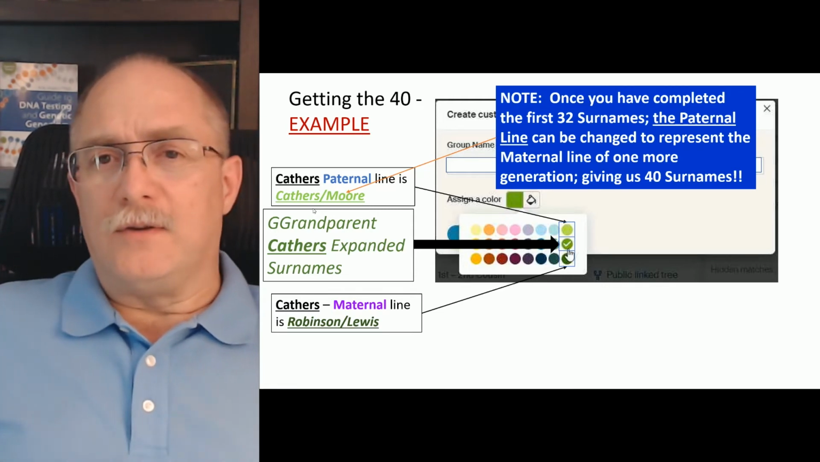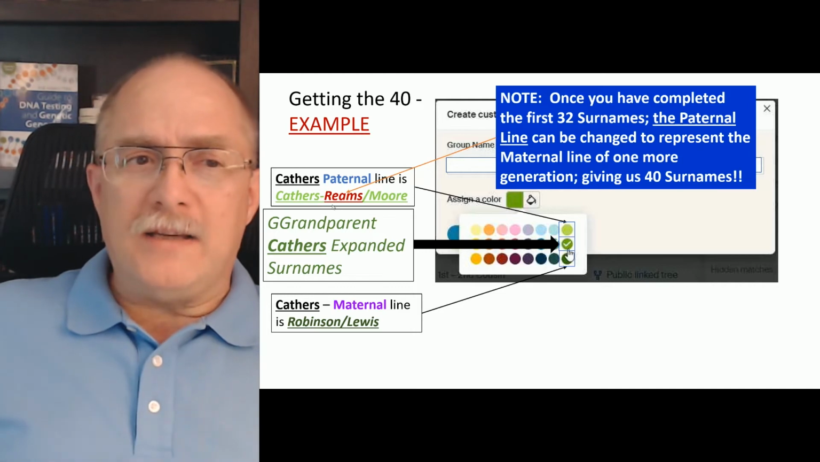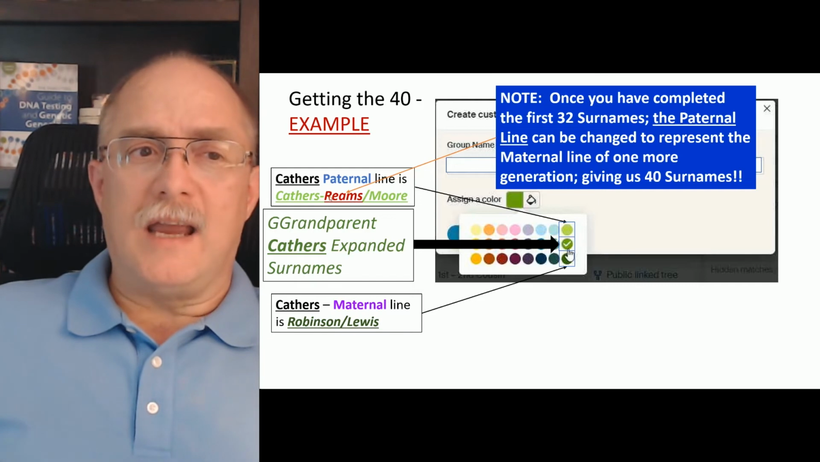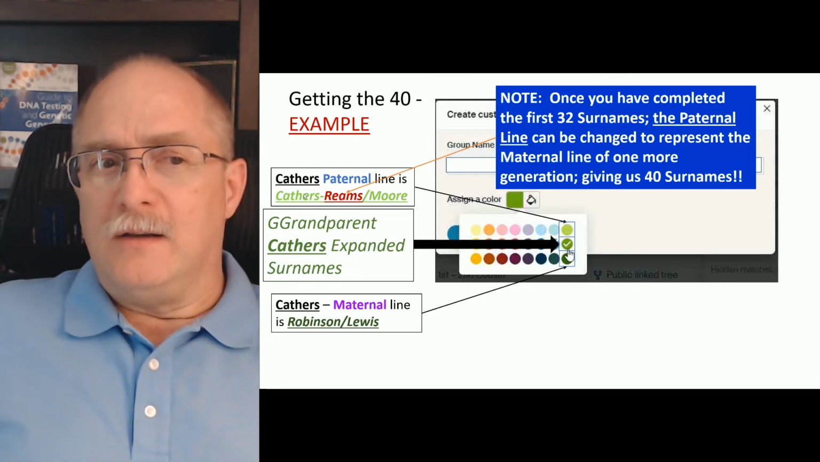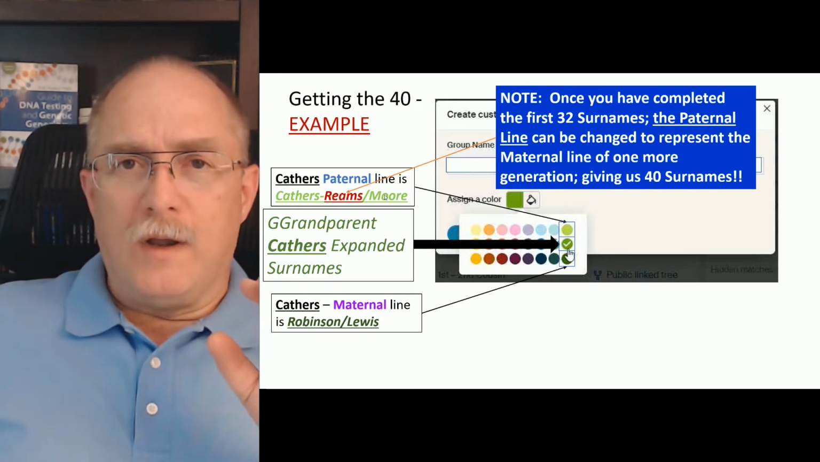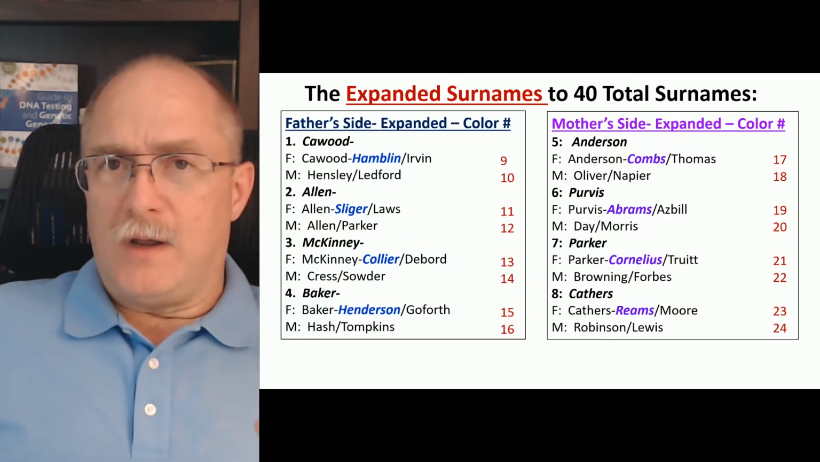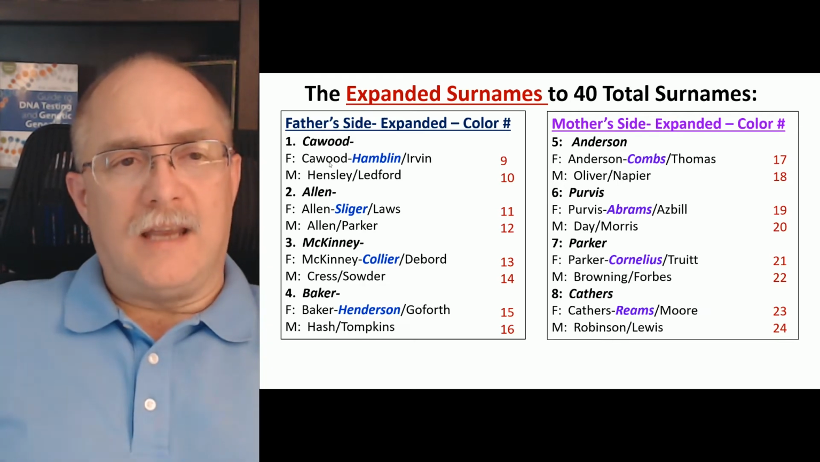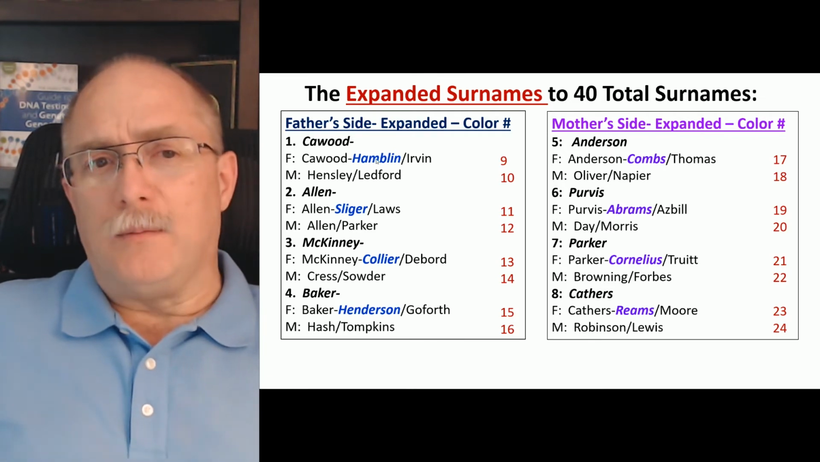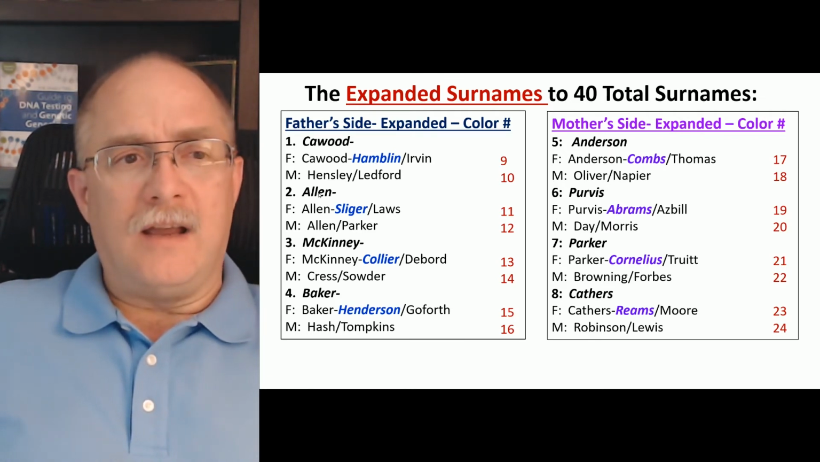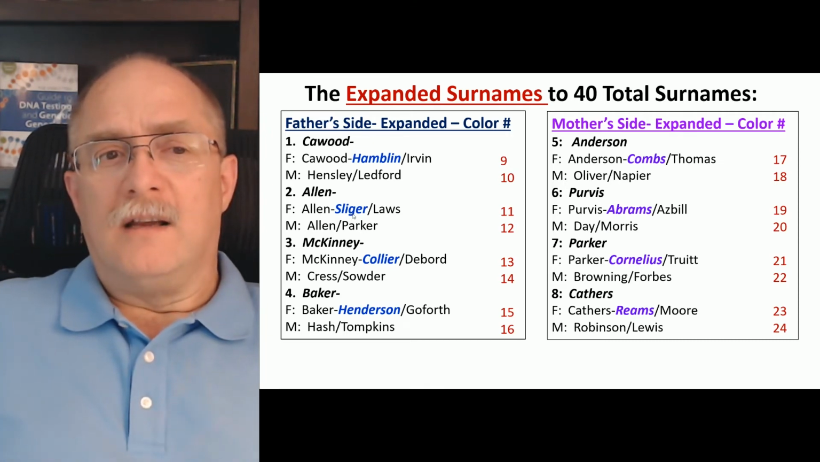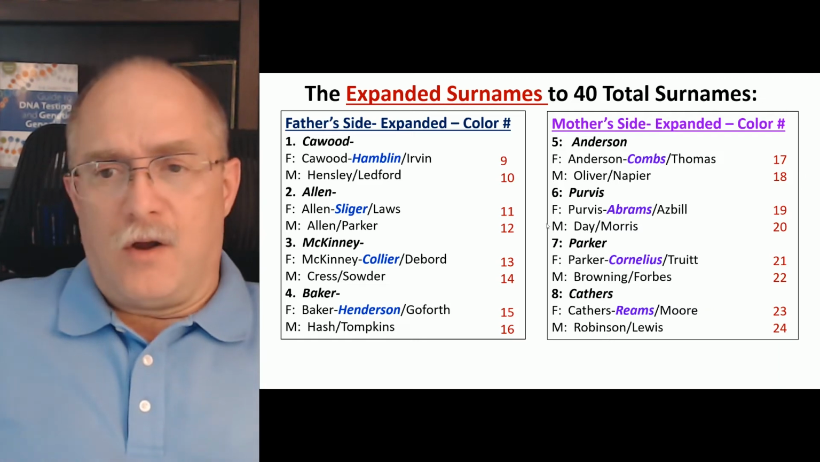And we're going to add another surname based on the fact that the Cathers married Reams. Now we can say, although it's the paternal line, it's going to have the surname Reams and more, and we gain 40 surnames by doing it this way. We now have it's Kaywood line, but it's Hamlin, so whenever you add that dot, you're going to add it if it's a Hamlin or an Irvin. You're going to add down here, it's Allen, it's the paternal line, but you're going to add Sliger or Laws, and all the way down through here.